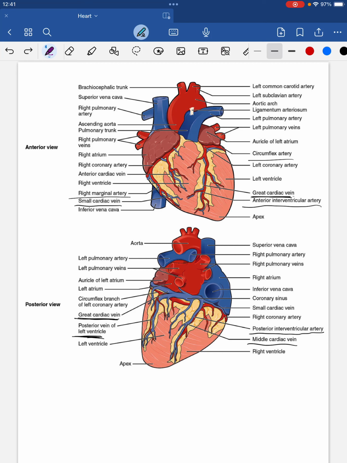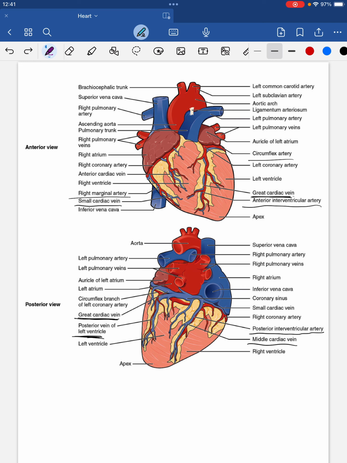Hi class, in this video we're going to go over the coronary circulation of the heart. So this is how the heart gets oxygen from its blood supply. Of course the heart also needs oxygen, it's an organ, right? It needs oxygen to its tissues as well as all of the other organs and tissues in the body, okay?